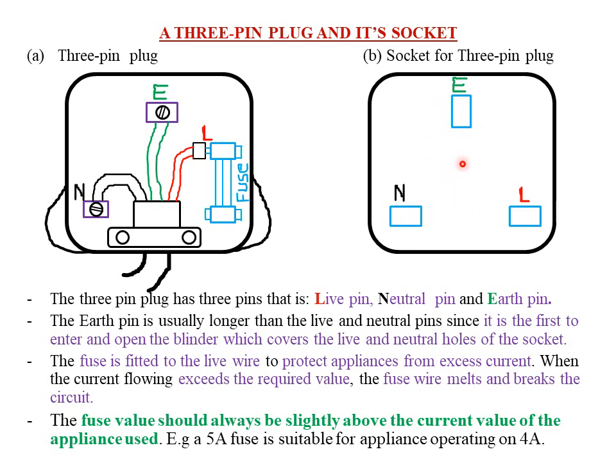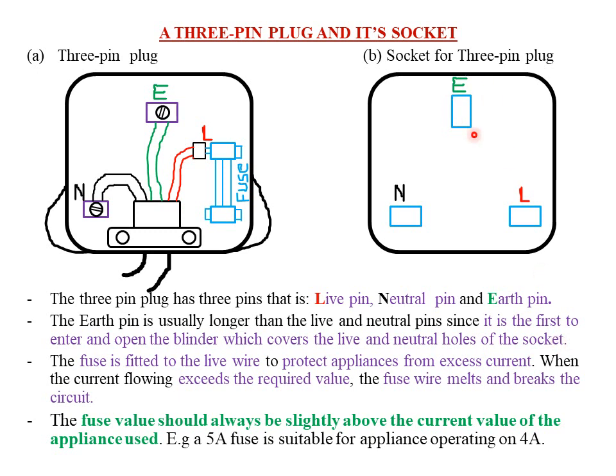Actually, I'm sure this is something you have experienced in real life. When you have a 2-pin charger, you have to come with a third material to help you open that particular earthing terminal. The reason is because it does not have the earth pin, whose role is to enter and open the blinder, which covers the live and the neutral holes of the socket.